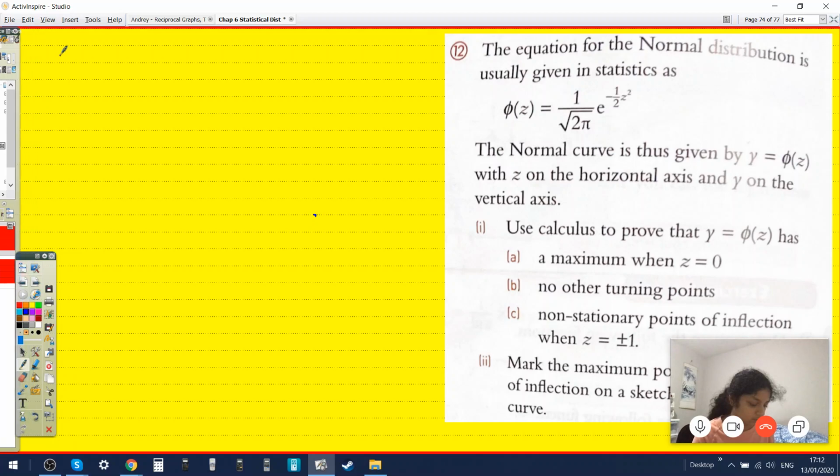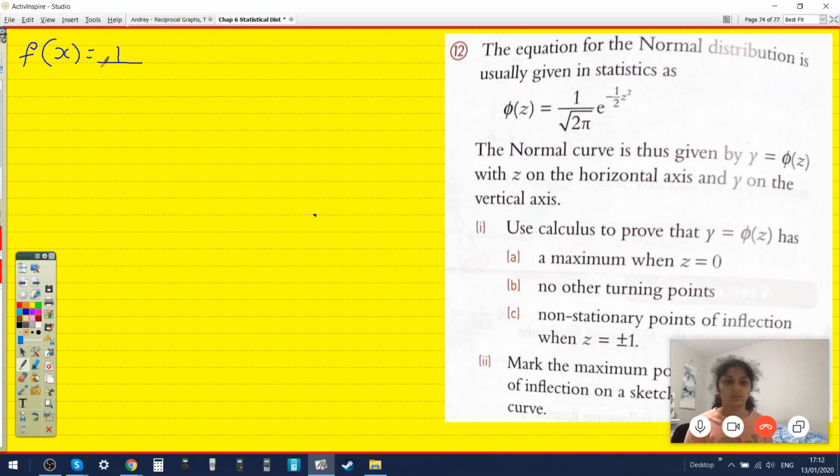So instead of the phi of z, I'm going to write it as the f of x, and I'm going to use x. So 1 over root 2 pi e to the minus a half x squared. So how could you differentiate that?